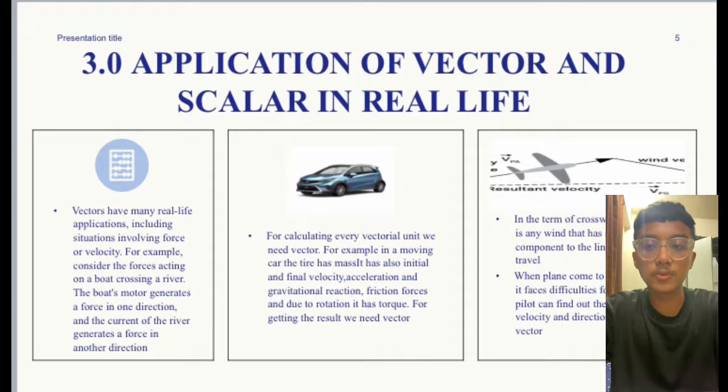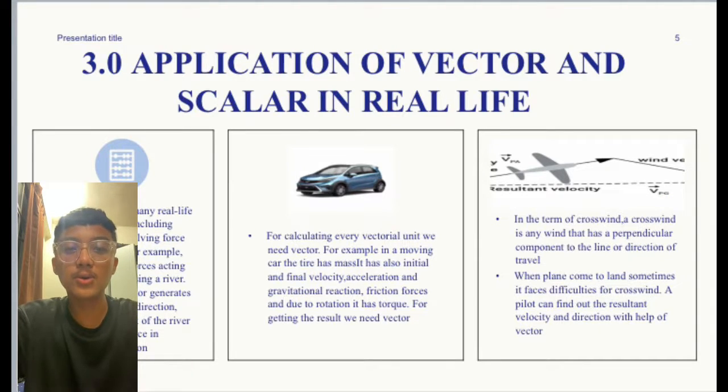For example, in a moving car, the tire has mass. It also has initial and final velocity, acceleration, gravitational reaction, friction force, and due to rotation it has torque. For getting the result, we need vectors.